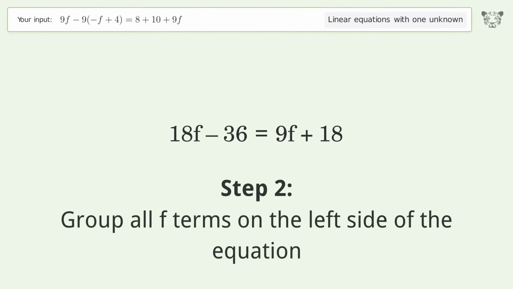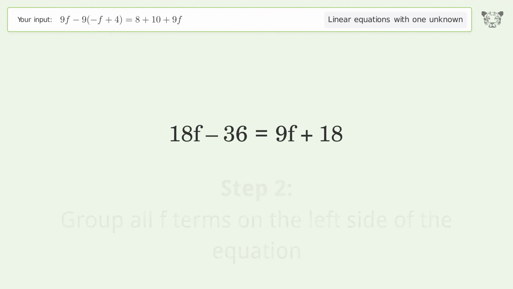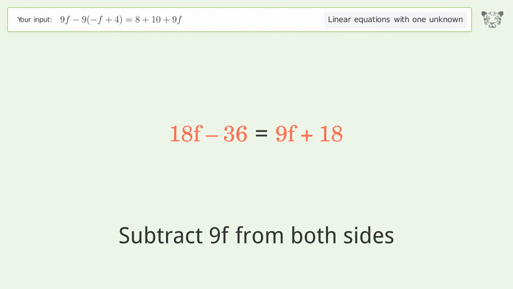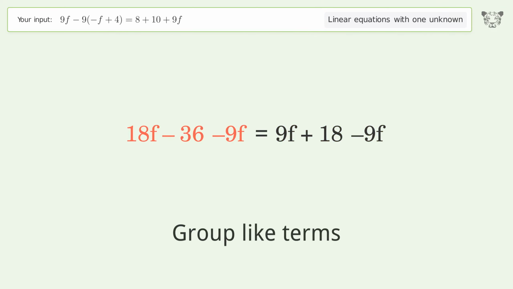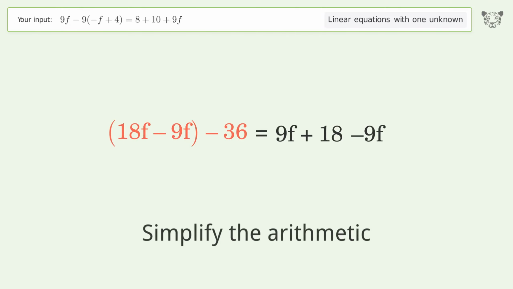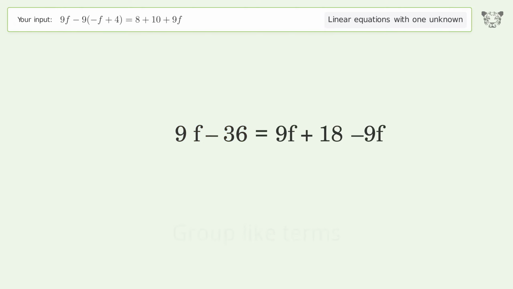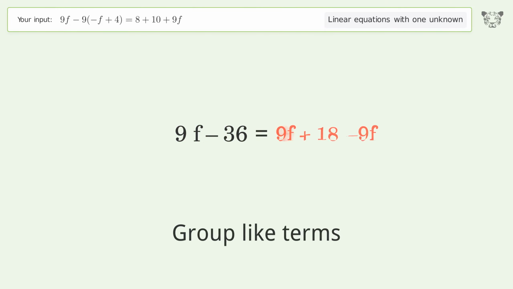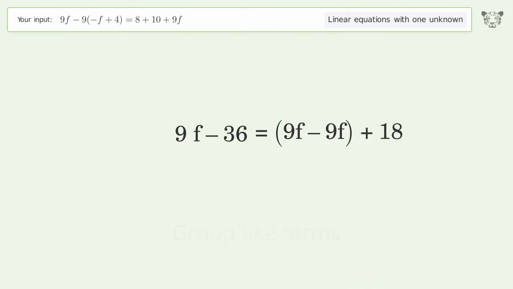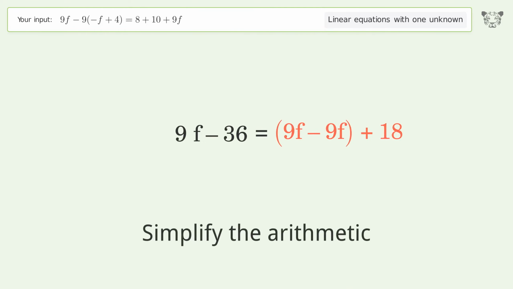Group all f terms on the left side of the equation. Subtract 9f from both sides. Group like terms. Simplify the arithmetic. Group like terms. Simplify the arithmetic.